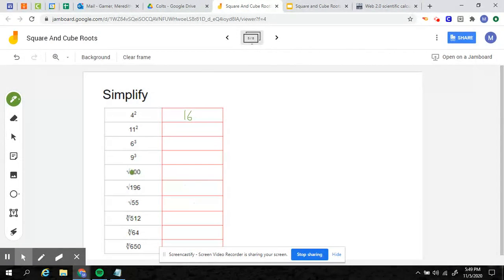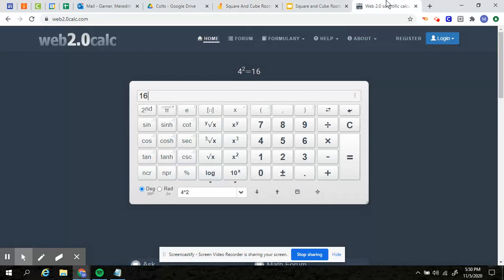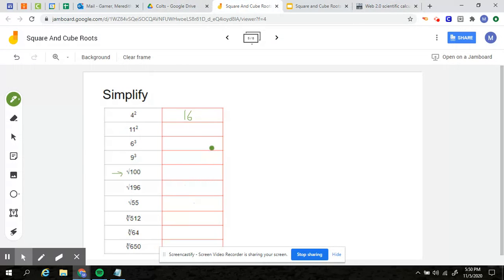I'm going to skip down here and do this problem, the square root of 100. So we already talked about this one. We're going to say what number raised to the second power gives you that 100. And we know 10 times 10 equals 100. But a lot of these you might not know right off the top of your head. So you're going to press that square root button, type in 100, and once again you will see that it gives you that answer of 10.